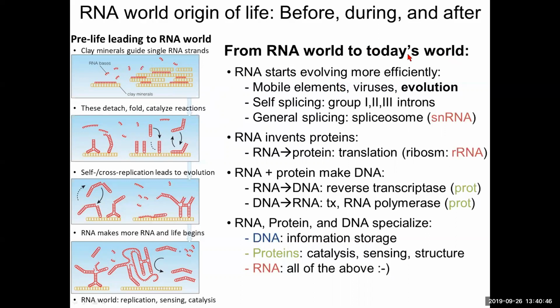The idea is that from this RNA world, we got to today's world by RNA starting to evolve a little more efficiently. You basically have initially these clay minerals that guide single-stranded RNA formation. These detach and fold and catalyze reactions. And then the kickstart of life comes from self-replication or cross-replication, where one molecule favors the production of another molecule and vice versa. And the moment you close that loop, you have life. You basically can have the process of evolution starting. You can have improvements that self-propagate.